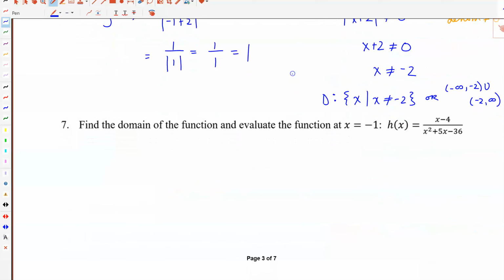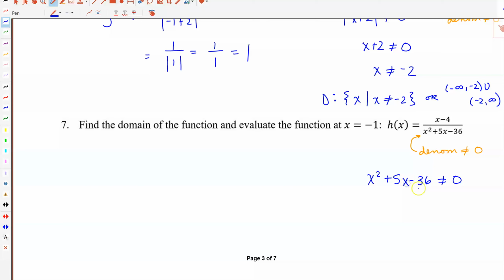Let's take a look at our last example, finding the domain and evaluating a function. In this one, our function is h of x is equal to x minus 4 all over the expression x squared plus 5x minus 36. I'm working with a fraction, or a rational expression. Again, the key thing on these is that the denominator is not allowed to evaluate to zero. So x squared plus 5x minus 36 is not allowed to evaluate to zero. So I need to solve this.